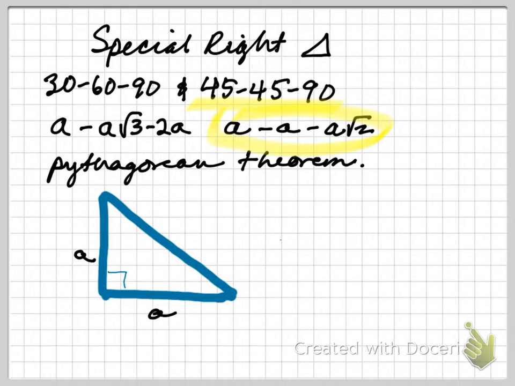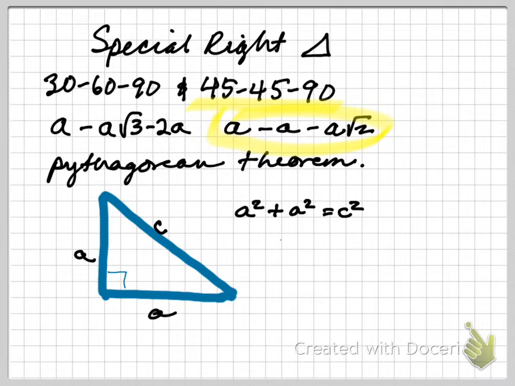But let's just start with the 45, 45, 90 right triangles, and that is always going to have a ratio of leg times the square root of 2. I'm going to use the square root of 2, but you can use any variable that you want. So let's just show that this works.